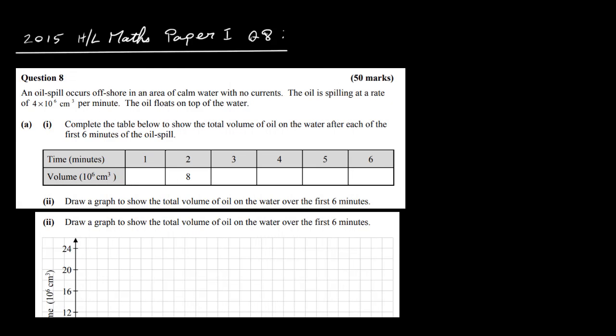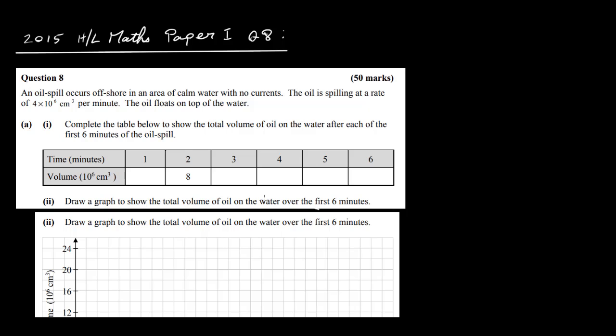Okay, so in this video I'm going to have a look at the 2015 Higher Level Maths Paper 1, question 8. This question is about an oil spill that occurs offshore in an area of calm water with no currents. The oil is spilling at a rate of 4 by 10 to the power of 6 cubic centimeters per minute. The oil floats on top of the water.